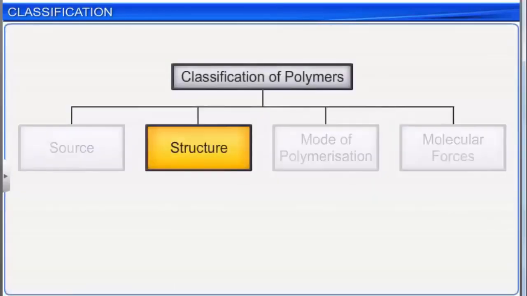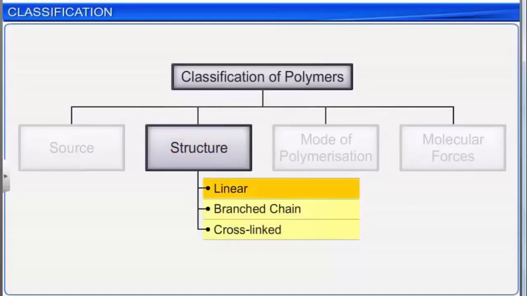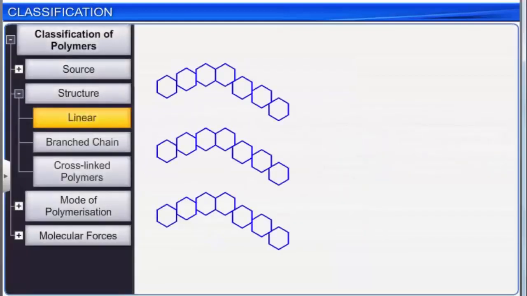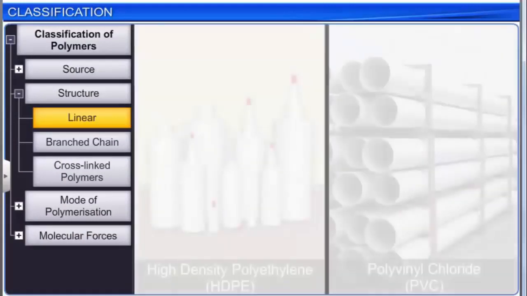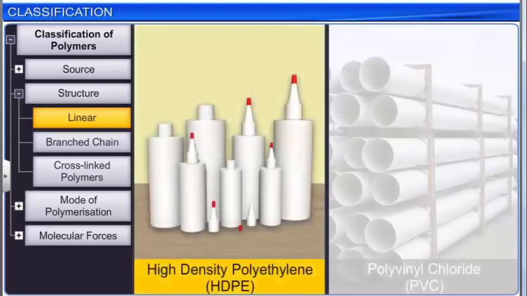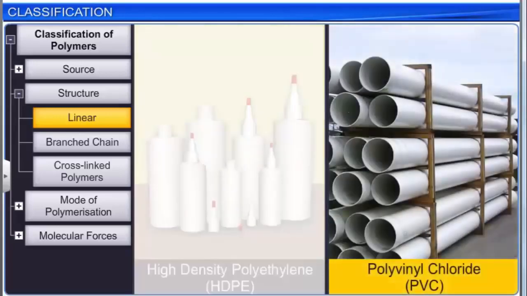On the basis of their structure, polymers are classified into three types: linear, branched chain, and cross-linked polymers. Let us study each of them in brief. Linear polymers are made from long, straight chains. Examples are high-density polyethylene, or HDPE, and polyvinyl chloride, or PVC.